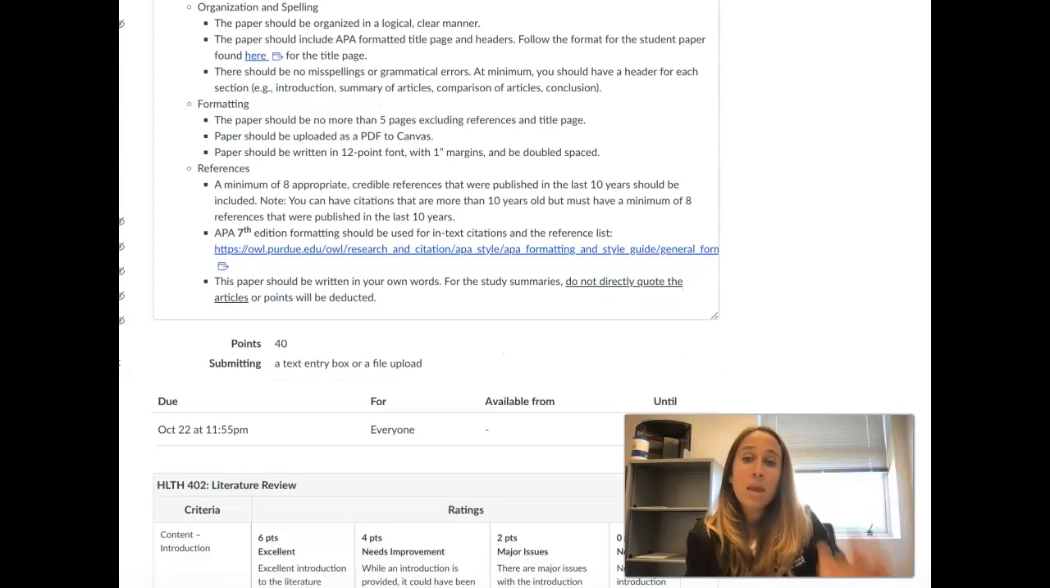Also, your paper, again, should be written in your own words. I mentioned this already, but don't copy and paste sentences from articles. Don't use quotes. You want to be summarizing everything in your own words.